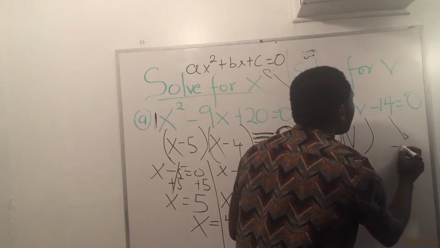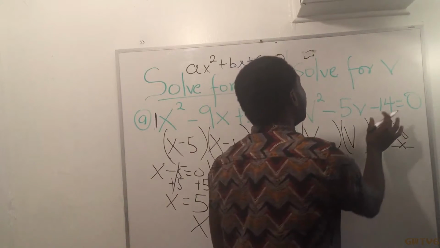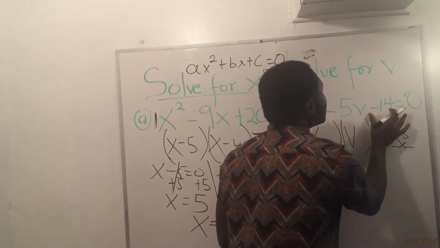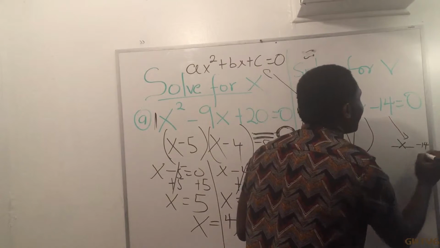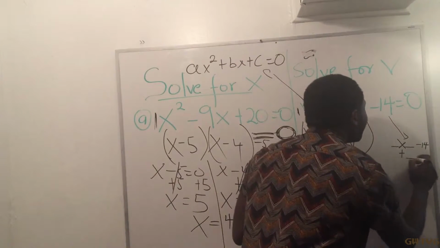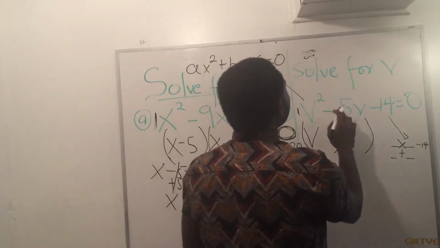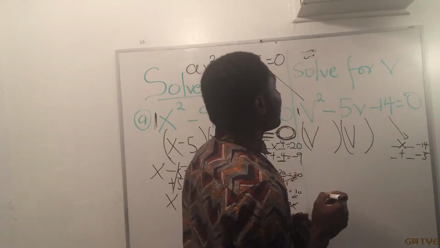I'm looking for two numbers that if I multiply, I should get the number at the end here, which is the negative 14. Sorry, yeah, I mean negative 14. And if I add those same two numbers, I should get negative 5, which is that middle number here.